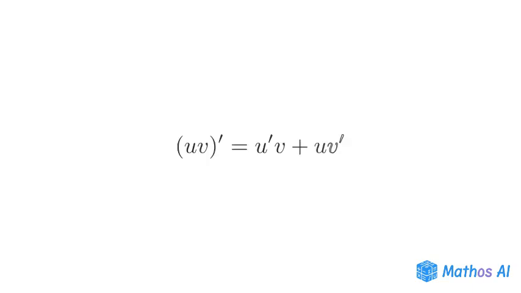The key to differentiating products is the product rule. Think of it like a recipe. It tells us exactly how to combine the derivatives of each part.